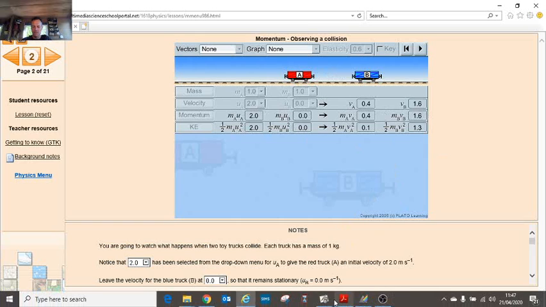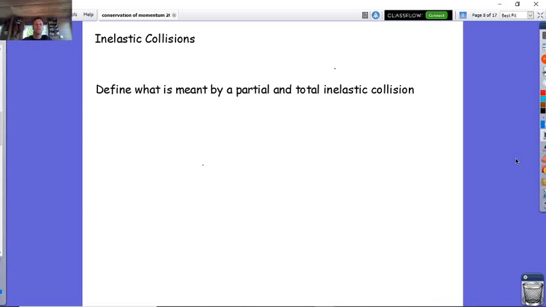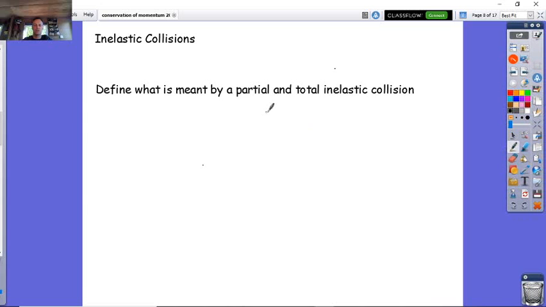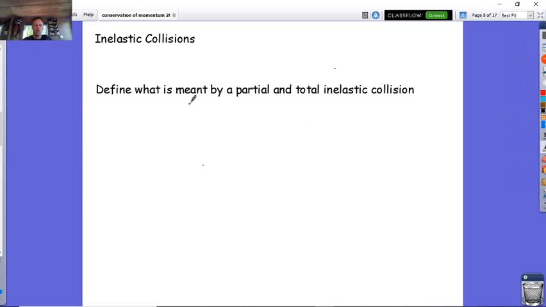So to summarize, sounds like a mouthful and a half, that is what is meant by a partial and total inelastic collision. In both of these, the total momentum must always be conserved. Okay?